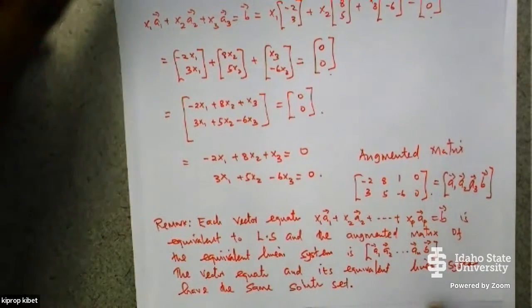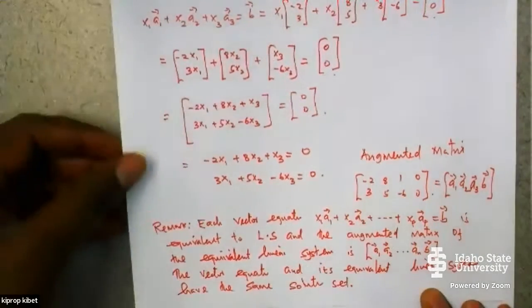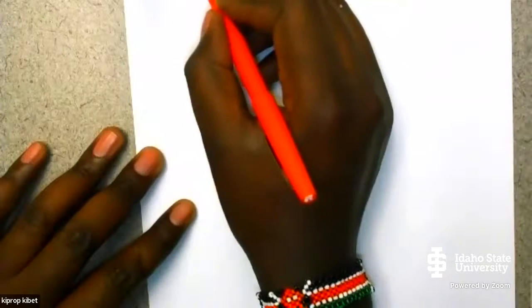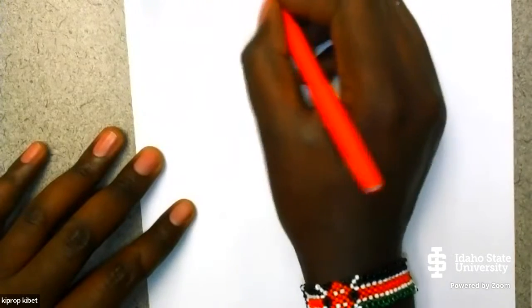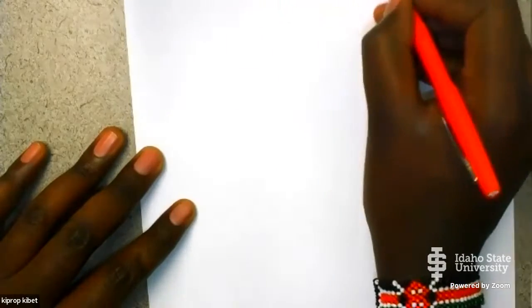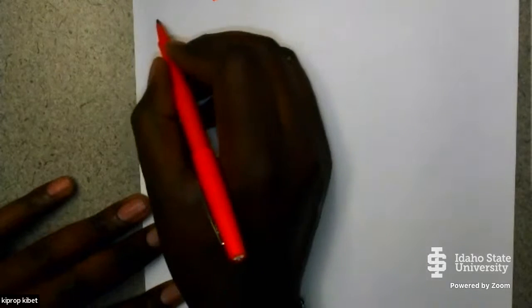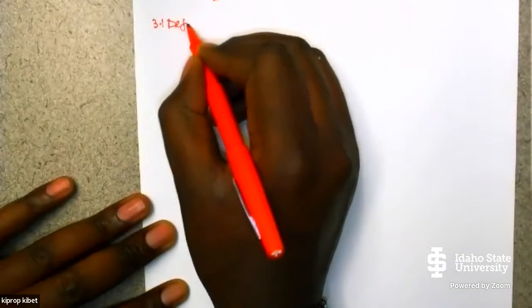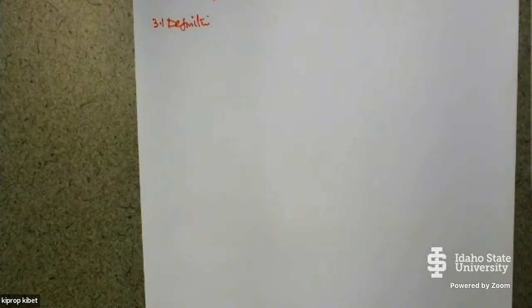Okay, now let's come to section 1.3, which is linear combination of vectors. So let's start from 3.1, which is the definition: what is a linear combination?